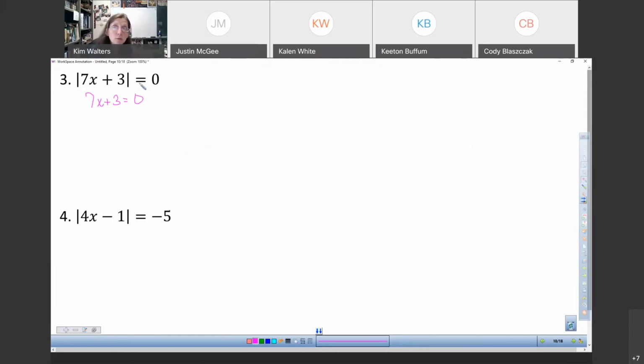The other thing you can remember is you can think about this as two solutions, but there's no difference between positive 0 and negative 0, right? So you're only going to get one solution. All right. So I'm going to subtract 3 from both sides, and I get 7x is equal to negative 3. I'm going to divide both sides by 7, and I get x is equal to negative 3/7. That's my solution. That's the only solution I have. There's only one number I can use and make that equal to 0.